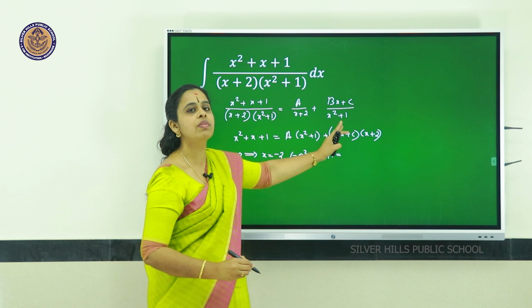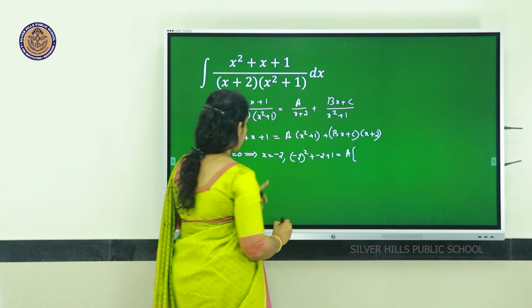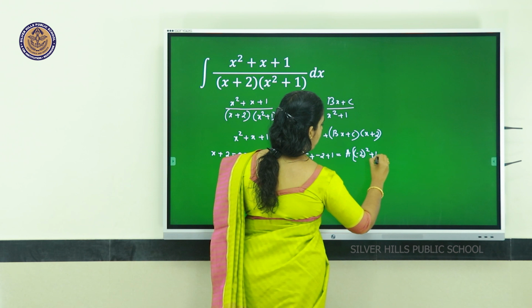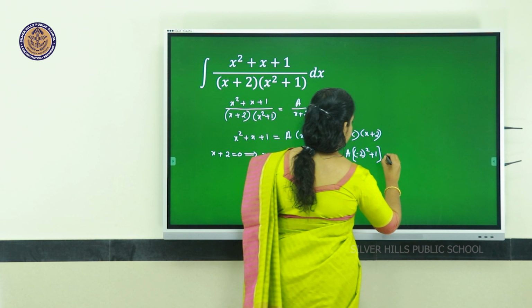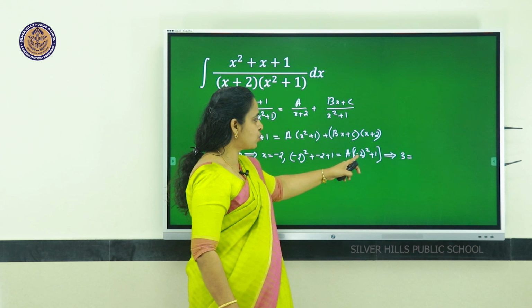A into minus 2 square plus 1. Now, minus 2 square is 4. 4 plus 1, 5. 5 minus 2, 3. Equal to minus 2 square is 4 plus 1, 5.